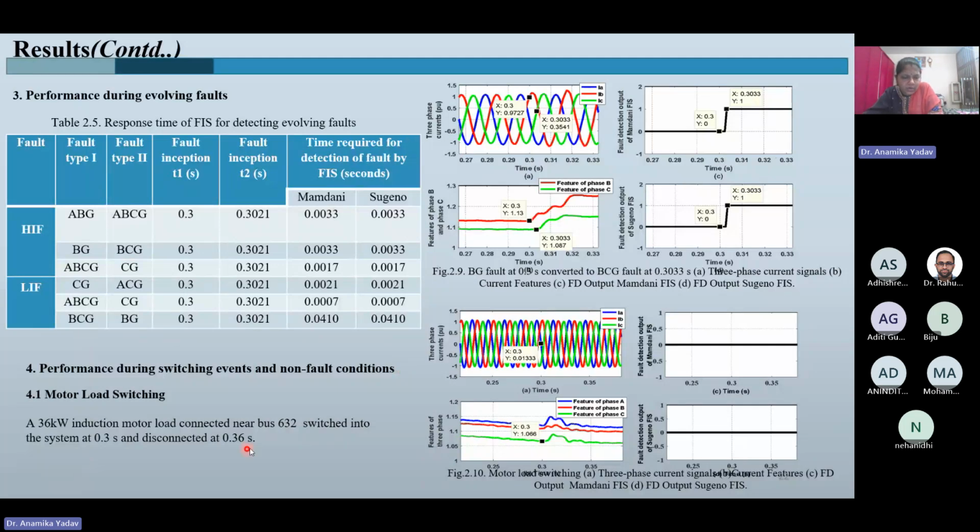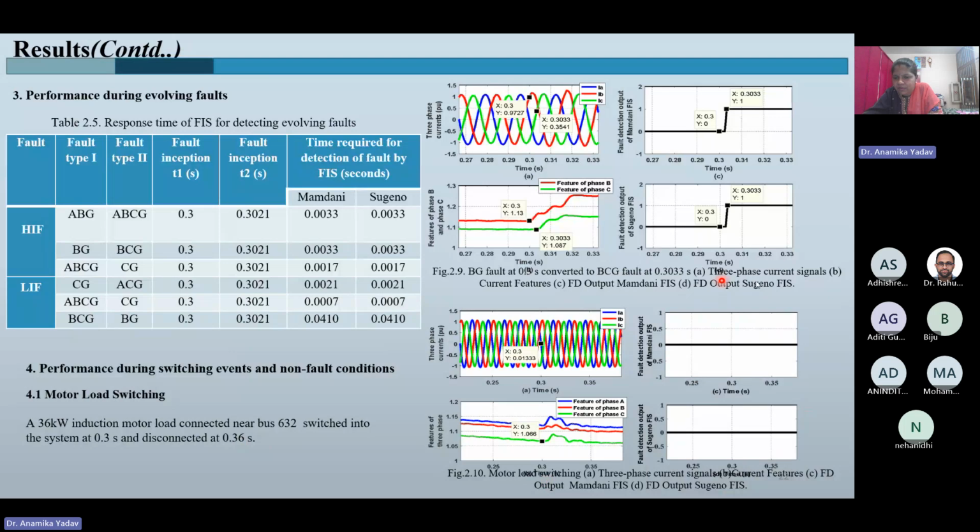Now I have also told in previous slides that we should investigate the performance of the scheme under non-faulty conditions, like switching events or load switching. Say for example, a 36 kilowatt induction motor load is connected near bus 632, and it is switched into the system at 0.3 second, and then it is disconnected at 0.36 second. So how does the system behave, and whether the system is considering it to be a faulty condition or not?